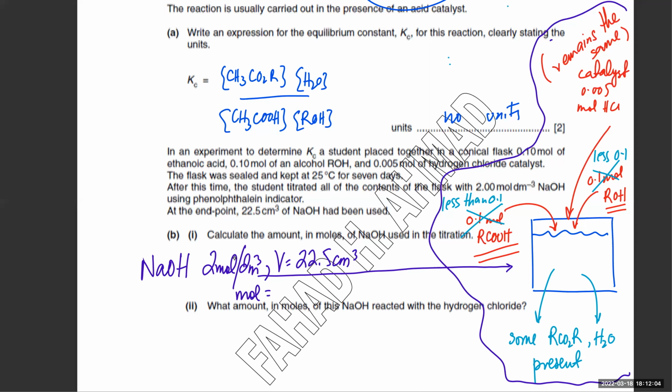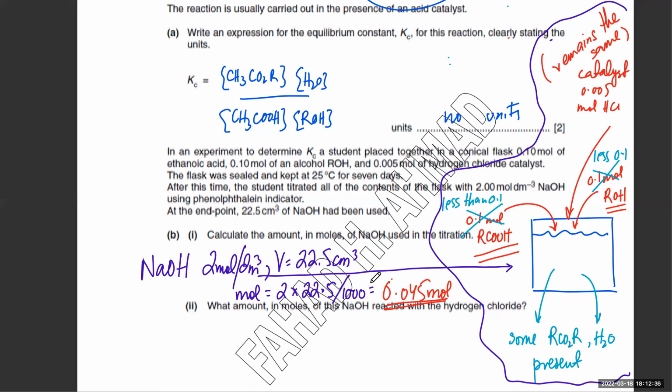So what are the number of moles you're getting for NaOH? Moles क्या होते हैं? C into V. So it's concentration times volume, 2 into 22.5, 45. नहीं, उसको डिवाइड बाय 1000 भी करना है क्योंकि डीएम क्यूब में होना चाहिए. तो कितने मोल्स बन रहे हैं? 0.045. ठीक है, so you're getting 0.045 moles. ठीक है, that's the moles of NaOH.